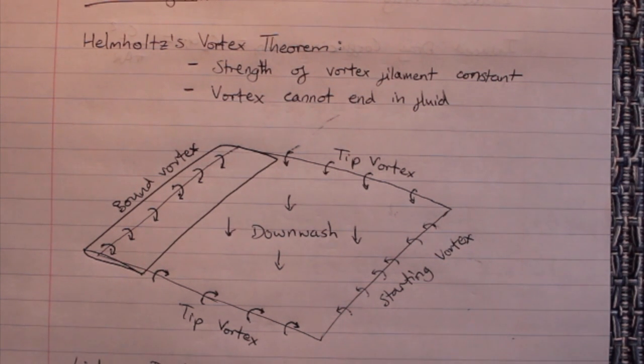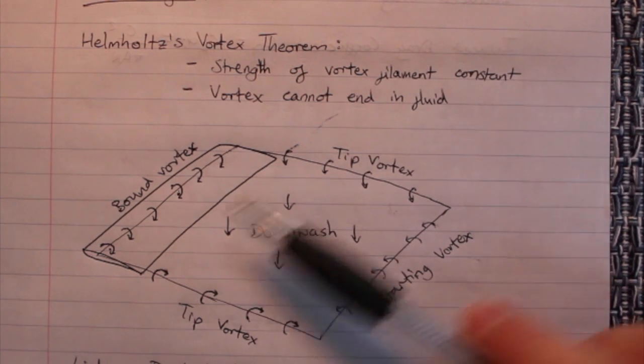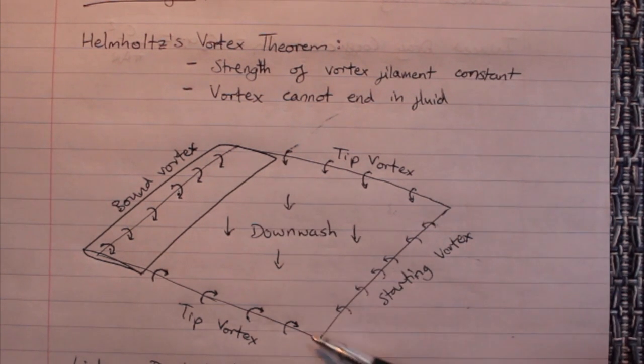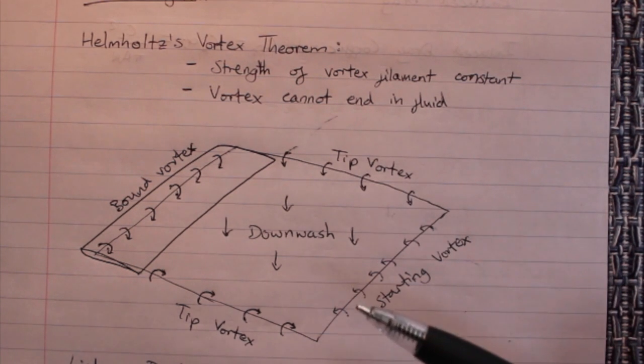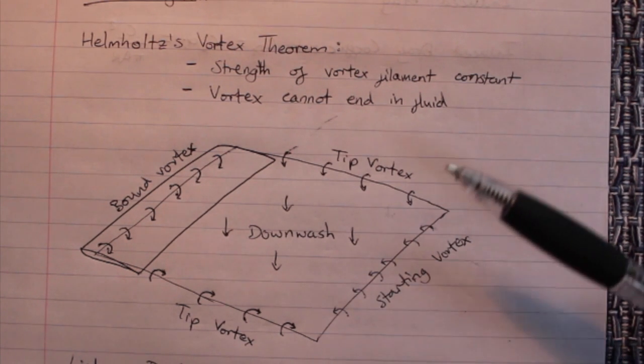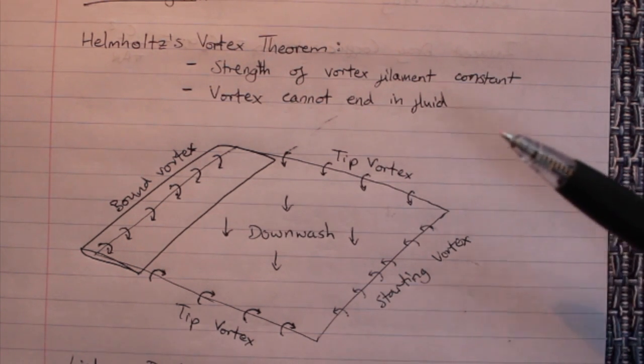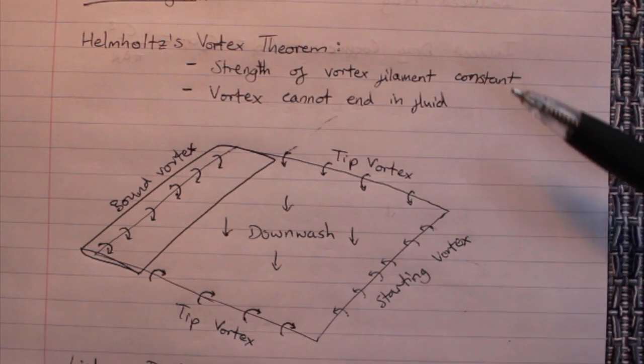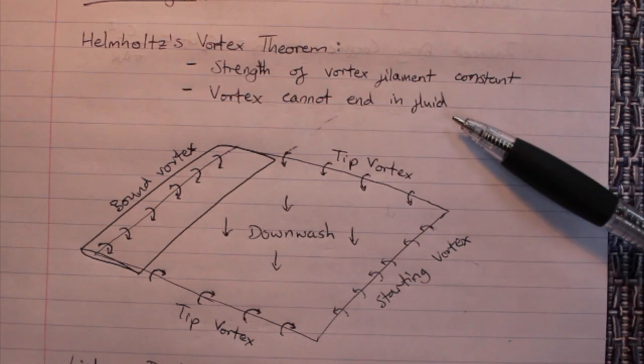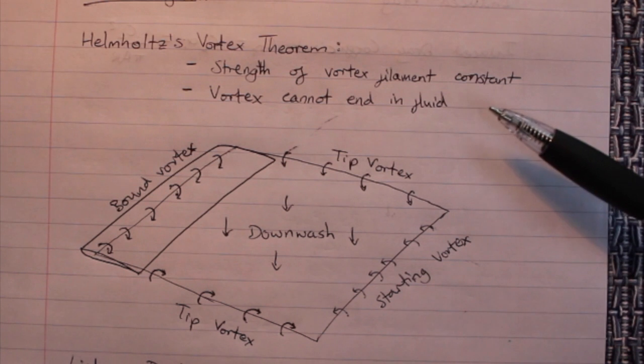We've got Helmholtz's vortex theorem here, which states that the strength of the vortex filament must be constant all the way along all of these four sides of the vortex. And all four of these sides of the vortex are required to bind the vortex together, because the vortex cannot end in the fluid. It has to either extend to infinity in that fluid, or it has to end at a boundary between the fluid and some solid surface.